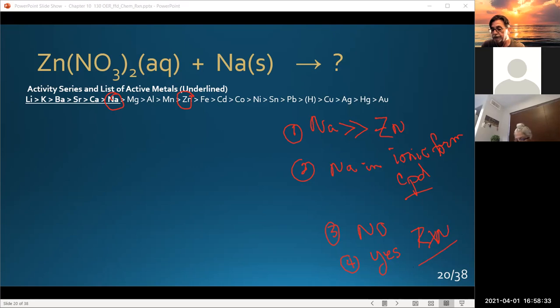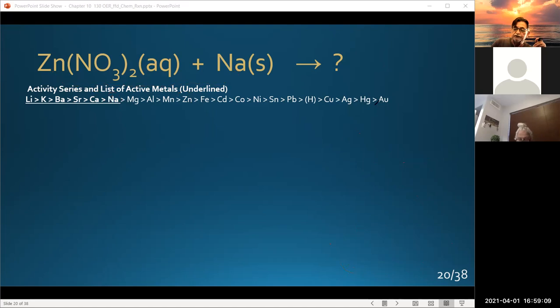Reaction proceeds. Okay. So sodium is a lot more reactive than zinc based on the activity series. Sodium is not in ionic form, because you look to see if the most reactive metal is in ionic form. And since it's not in ionic form, then the reaction proceeds and you switch the partners. So zinc and sodium switch it up. So zinc now becomes elemental zinc and sodium becomes ionic. Okay.